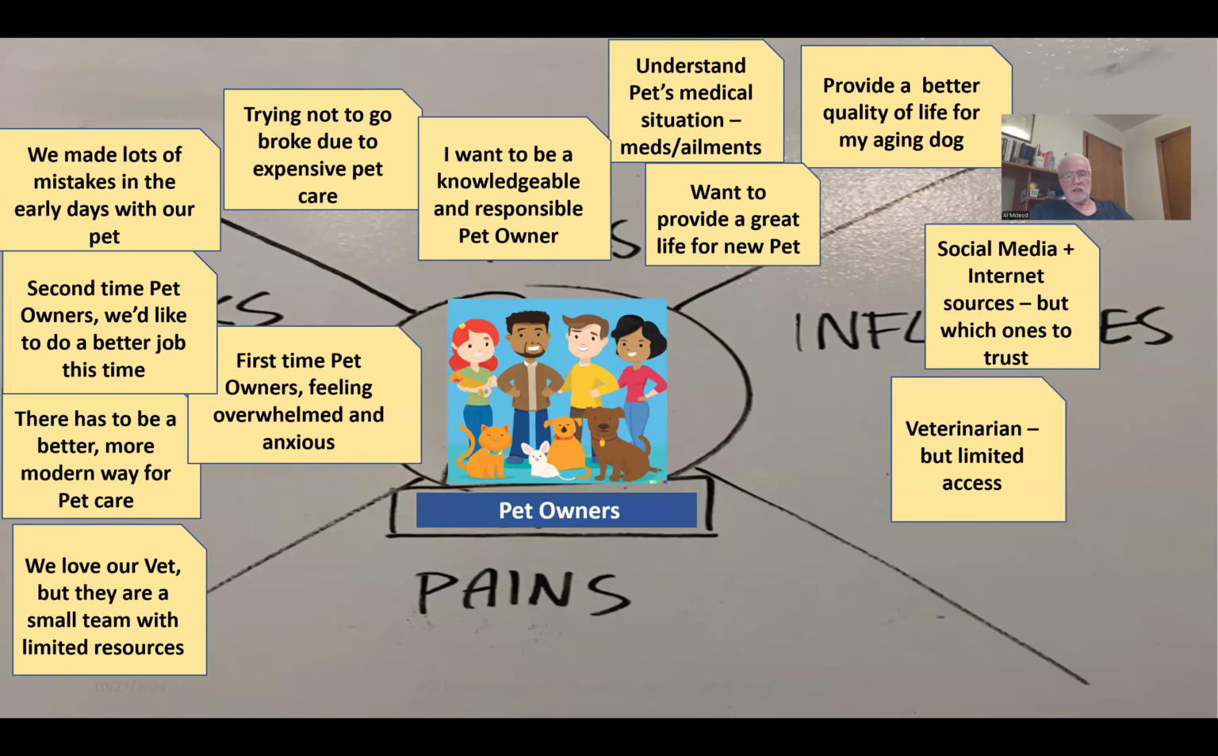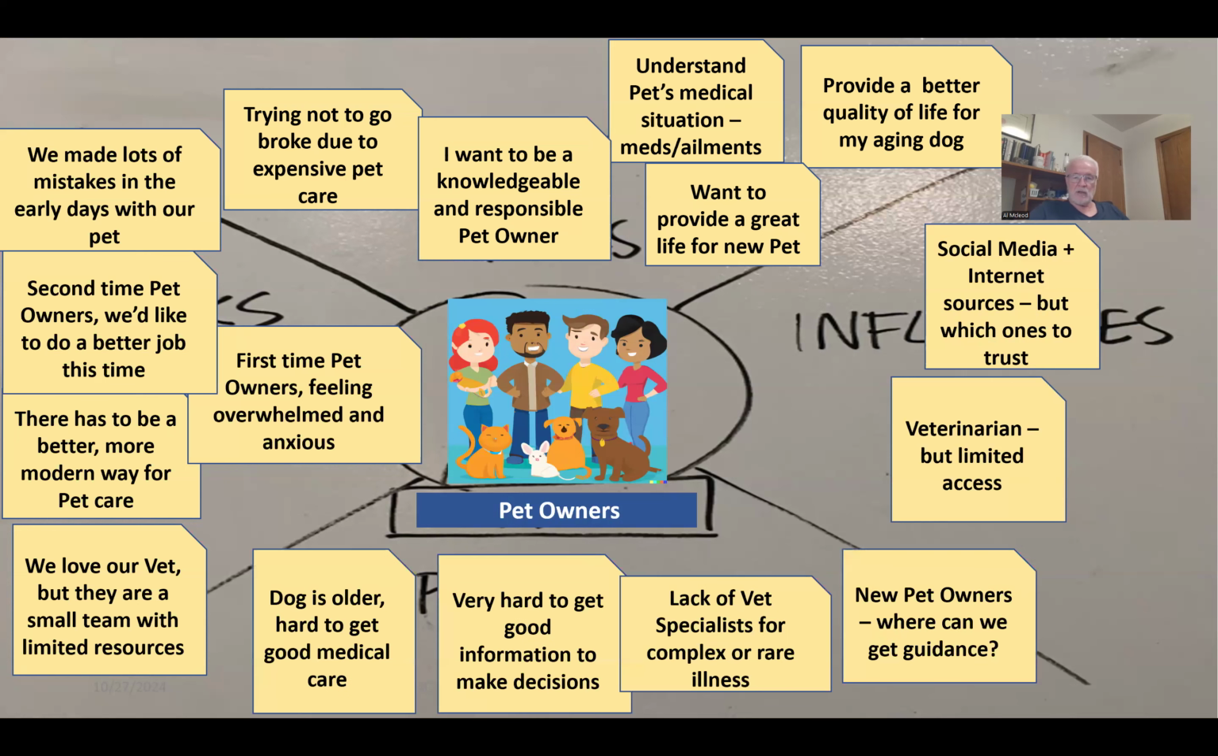So what did people think and feel? Here's kind of what we got out of what we talked to them. We got these feelings out of it. We knew that some pet owners regretted making mistakes in the early days with their pet, which led to problems. Second-time pet owners said they'd like to do a better job this time. Someone said there has to be a better, more modern way for pet care. They found it a struggle to use veterinary services. One person said we love our vet, but they're a small team with limited resources. This is because of the limits in the veterinary care system right now. And first-time pet owners were feeling overwhelmed and anxious about getting their pet.